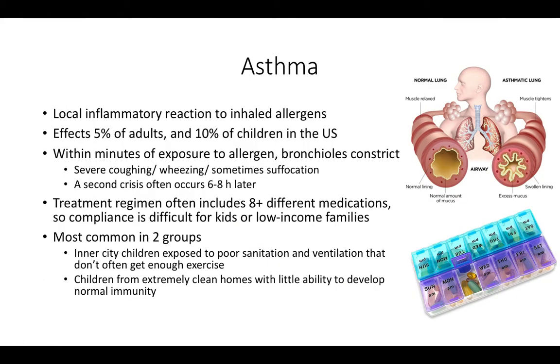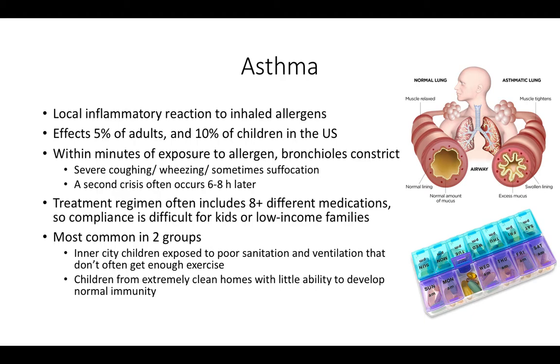Asthma is one of those symptoms that can sometimes be more severe and more fatal. It's a local inflammatory infection that occurs once you inhale an allergen. So it actually affects a lot of people, 5% of adults and 10% of children in the United States. And basically what happens is they inhale this allergen, and within minutes their bronchioles constrict. So here you see a normal bronchiole, and here you see one that's under an asthmatic attack. And so obviously this type of constriction, you can understand, would cause severe coughing, wheezing, sometimes suffocation. And actually sometimes you can get a secondary reaction 6 to 8 hours after the initial.